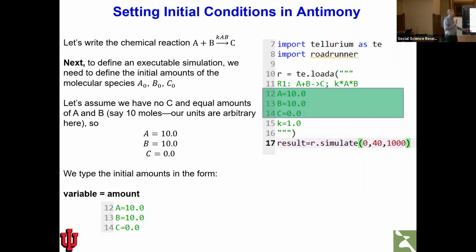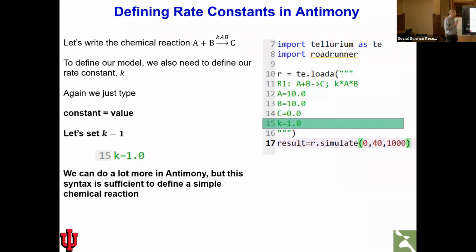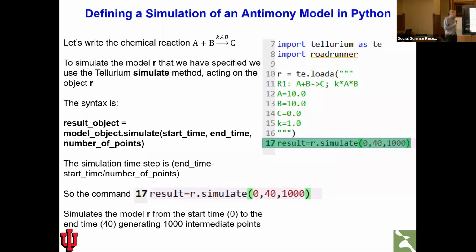So I start, say, with 10 units. I can define units if I want to, but to begin with, it's unitless, but I can imagine these are in moles. So I have 10 moles of A, 10 moles of B, and I say there's no C. And then I have to define the constant in my rate law, okay? And that's it. And now I have to run it.